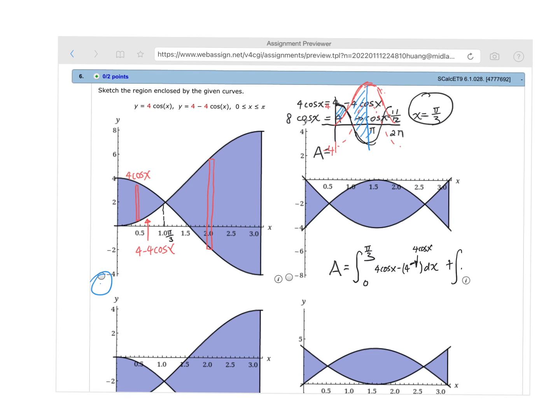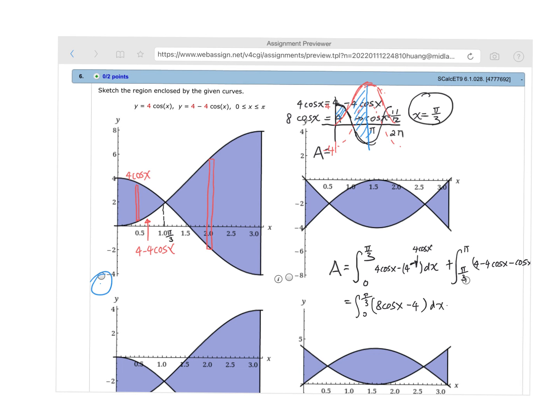For the region number 2, it's going to be pi over 3 to pi. And so here, this function is 4 minus 4 cosine x. This function is 4 cosine x. So this minus this, the other way around, basically. 4 minus 4 cosine x minus 4 cosine x dx. So simplify, and then do the evaluation. So basically you see 8 cosine x minus 4 dx.